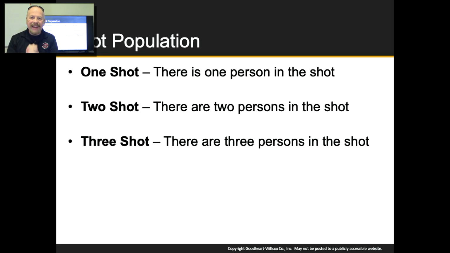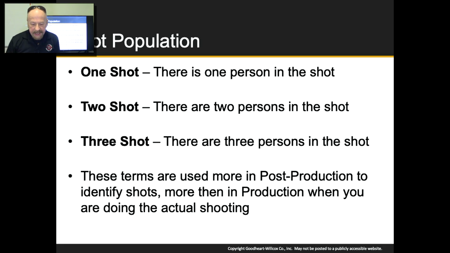When you're planning a video, very rarely are you really focused on anything but the purpose, why you're getting this shot, and the angle. When it comes to shot population, that's really defined by how your video is planned. So these terms on this page on shot population are used more in post-production to identify shots than in production when you're filming and doing the actual shooting.